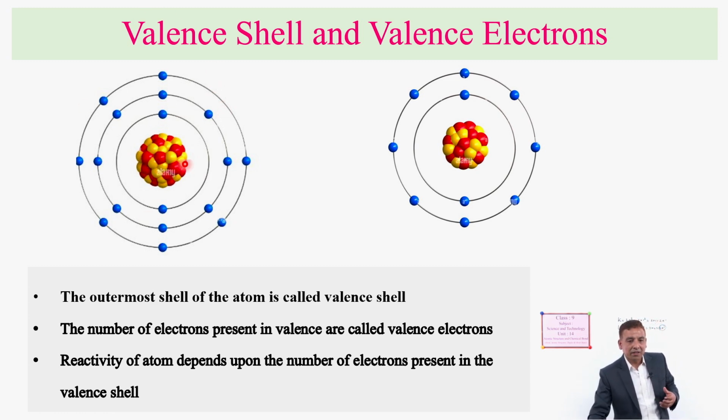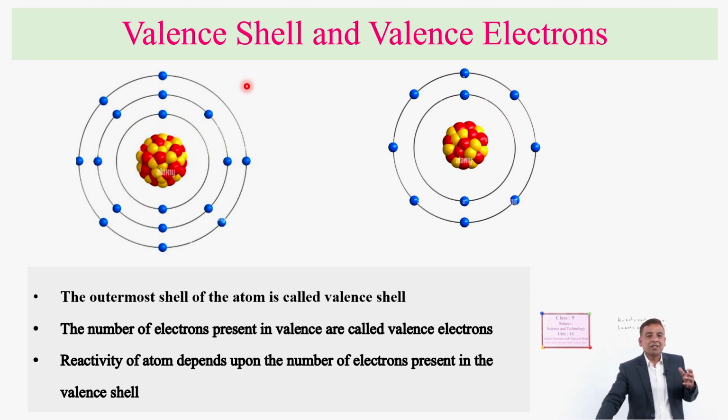Likewise, in this atomic structure, you can see there are 2 electrons in the first shell, 8 electrons in the second, and in the third you are looking at 7. That means it has 7 electrons at the valence shell. These 7 electrons present at the valence shell are called the valence electrons. So how many electrons do you find at the valence shell? Yes, 7. These electrons found at the valence shell or outermost shell are called valence electrons, and the shell located at the outermost part of the atomic structure is called the valence shell.